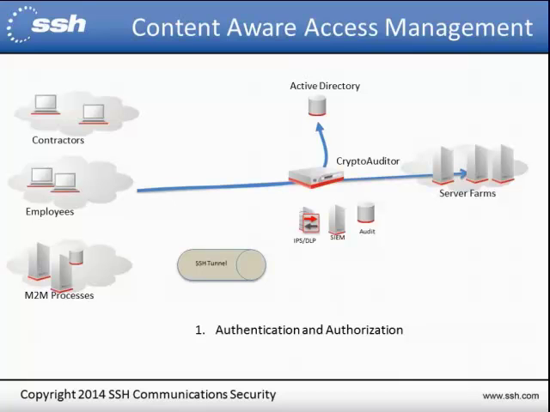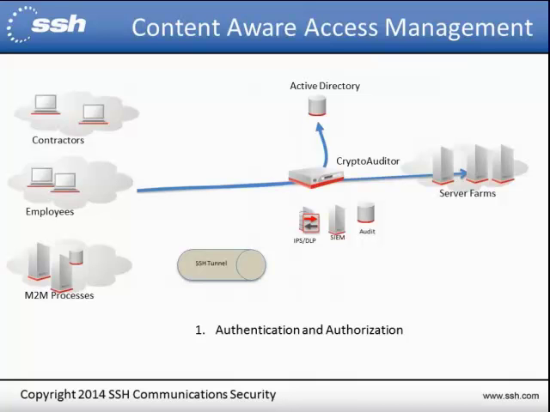Our product offering for content-aware access management is CryptoAuditor. I have another slide that goes into a little more detail about the product itself. But in terms of process and what it actually does in the network, it starts with an authentication. In this case, CryptoAuditor intercepts an authentication request, proxies that to a central directory, such as Active Directory, and gets authentication and authorization information back from the directory. From that, the secure shell connection would normally be authorized.